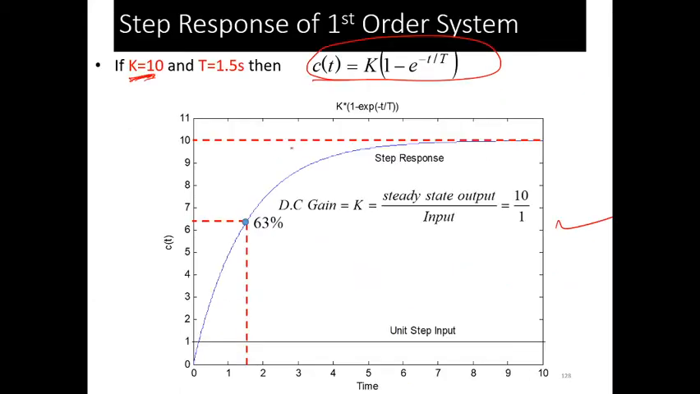So by the way, you have calculated it like this: C(t) equals K, and the value of K is considered here as 10. So how will this be calculated? 63.2% of the value K, whatever time it takes, that time is nothing but the time constant T. And K is again nothing but the steady state output, and the input, as you know very well, is the step input, so 1. So you have calculated it like that.